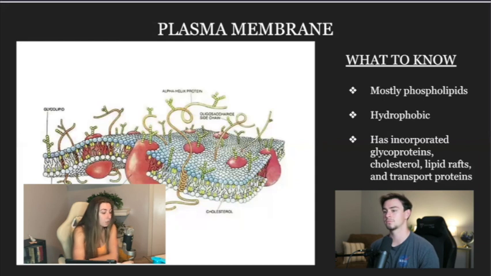You need to know that there are glycoproteins and glycolipids in the plasma membrane, and that's about the extent of what you need to know about them. You just need to know that they're there. You need to know that cholesterol increases membrane fluidity at low temperatures and decreases it at higher temperatures, even though that's not highly tested. I would go ahead and say can't hurt to learn that.